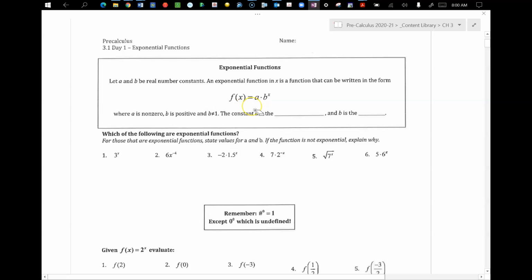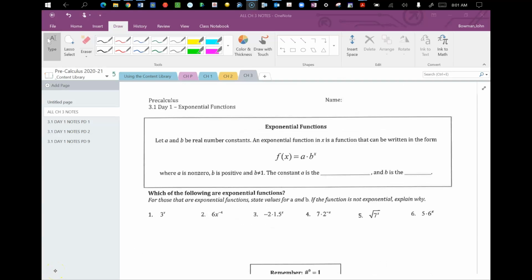f of x is equal to a times b to the x, where a and b are both real numbers, but they have specific restrictions on them. A cannot be 0, b needs to be positive, and b cannot be equal to 1. When talking about exponential functions, we often refer to a as the initial value of the function. That's because very often this is used in modeling and the initial value occurs at time 0. It is also known as the y-intercept of the function.